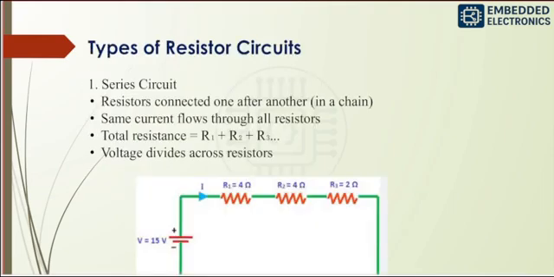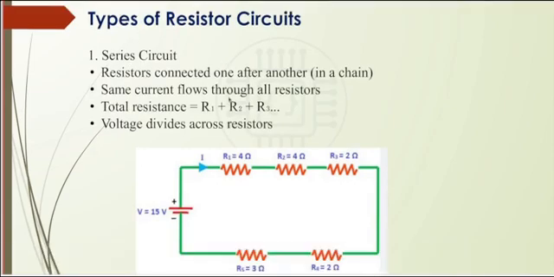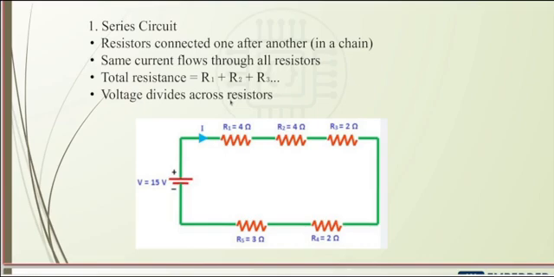Types of resistor circuits, okay. There are 2 types. One is the series circuit and the other is the parallel circuit. In a series circuit, the resistors are connected one after another like a chain. Here the same current flows through all the resistors. To find the total resistance value, we need to add the values of the individual resistances. In this circuit, the total resistance is 4 plus 4 plus 2 plus 2 plus 3, so 15 ohm, right? Voltage divides across the resistors.